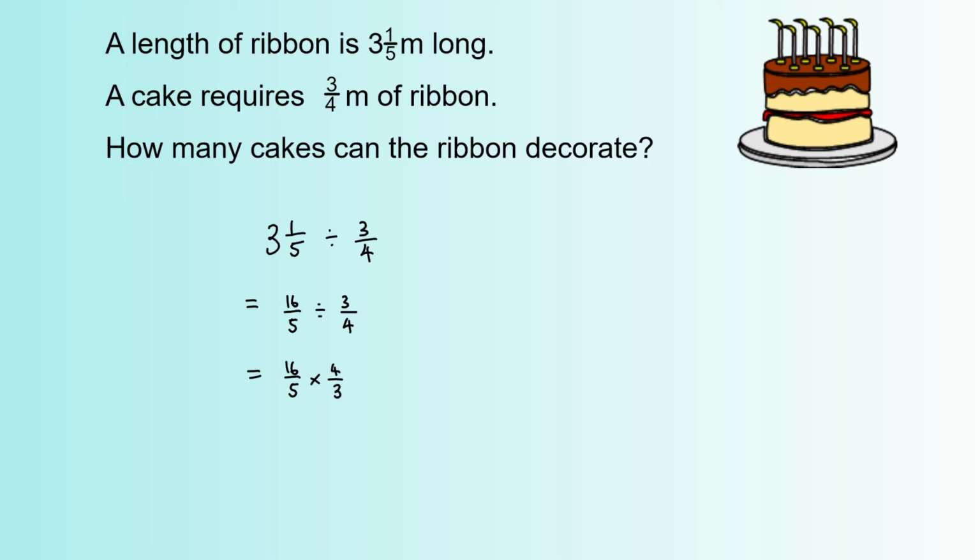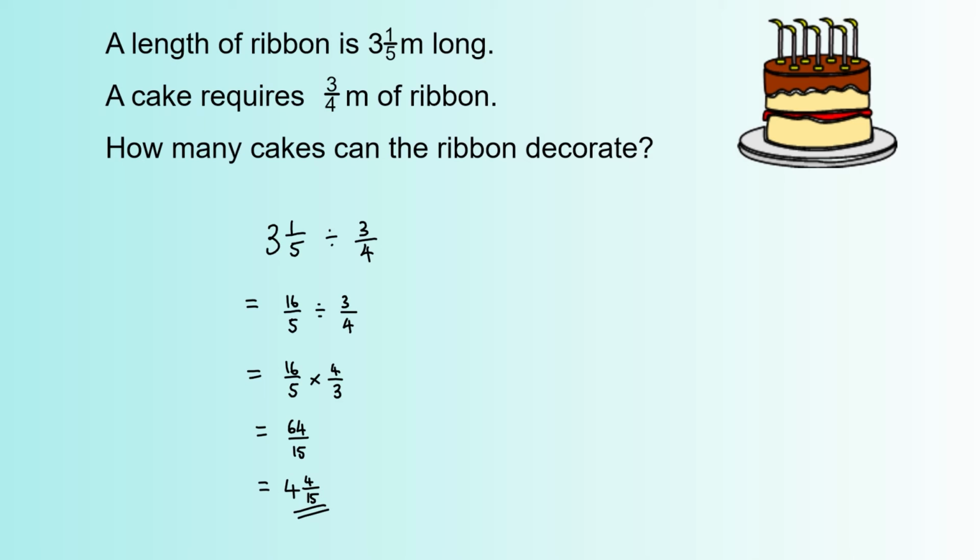So we're going to have to deal with this multiplying. So 16 times 4. So for times by 4, times by 2, times by 2. So 32, then 64 over 5 times 3, which is 15. And then it is a top heavy or improper fraction. So we want to simplify that into a mixed fraction. How many 15s fit into 64? Well, that would be 4. 4 15s are 60, with a remainder of 4. So 4 and 4 15ths.